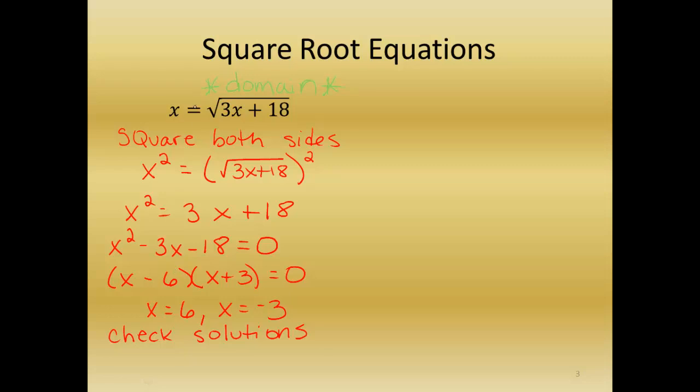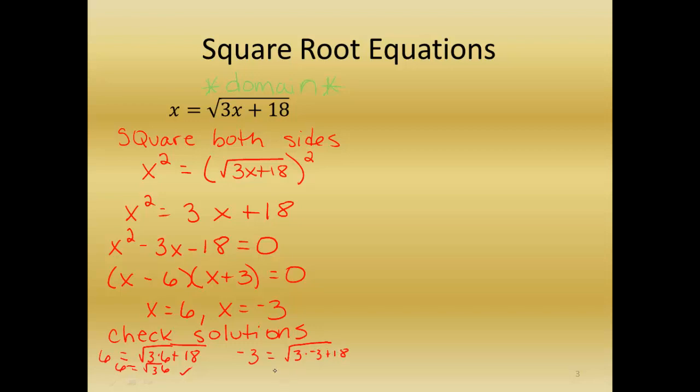If I plug the 6 back in here, I get 6 equals the square root of 3 times 6 plus 18. That's 3 times 6 is 18. 18 plus 18 is the square root of 36. And 6 does equal square root of 36. So that one's good.